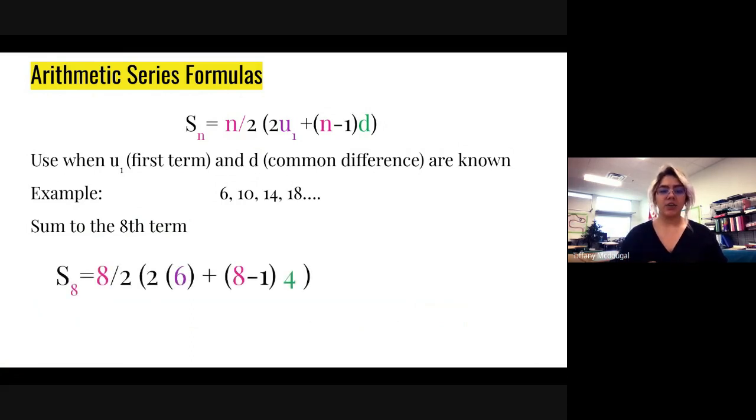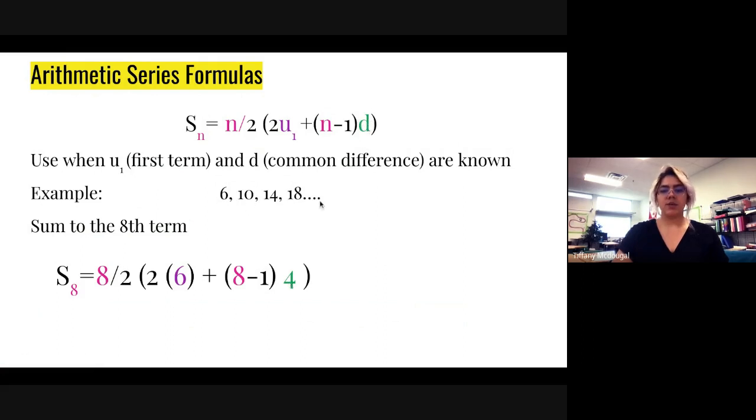You can see I kind of color-coded it here for you. So for S sub n, n is getting replaced with 8. So I have S8 is equal to, and then again, I swapped out the n for 8, 8 over 2, parentheses 2, first term, which is 6, plus 8 again, minus 1 times 4. So you can kind of match up where we have over here. The n is pink, and I put all the places where 8 needs to go. U1 is purple, and I swapped that out for 6. And lastly, the d is 4, and I swapped that out for 4.